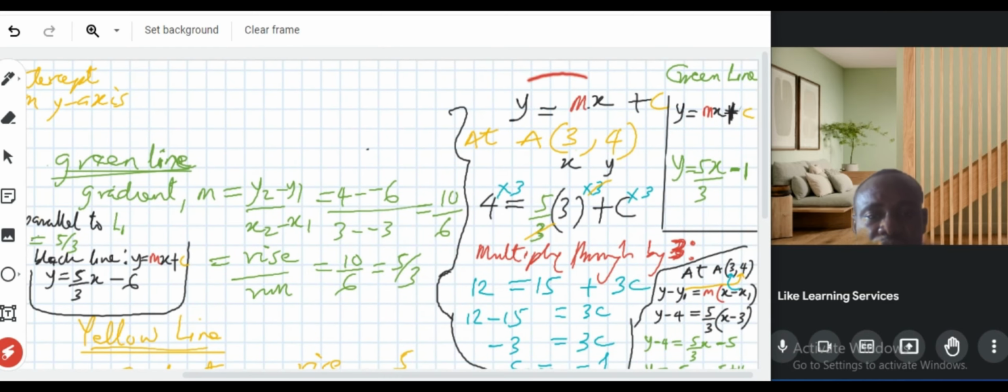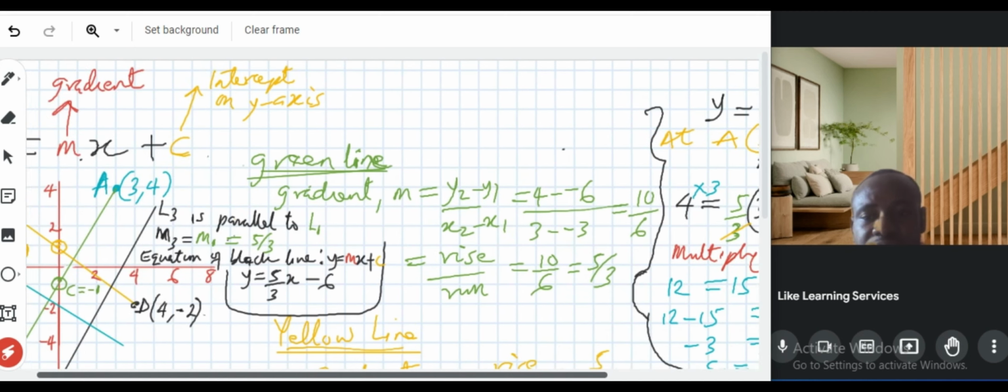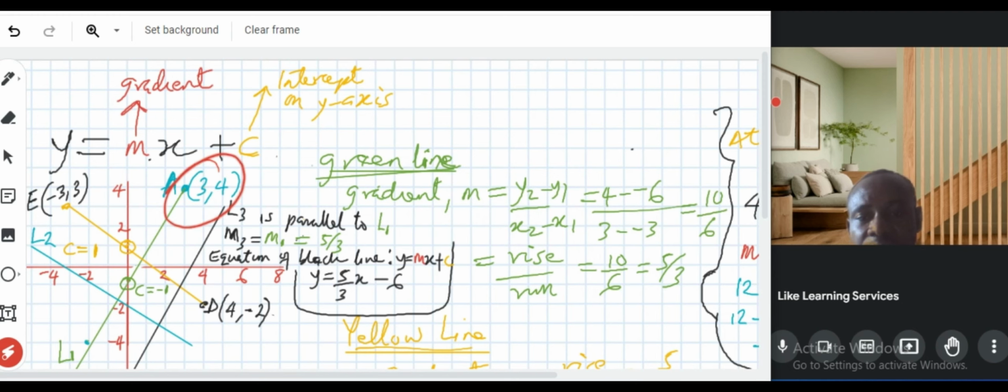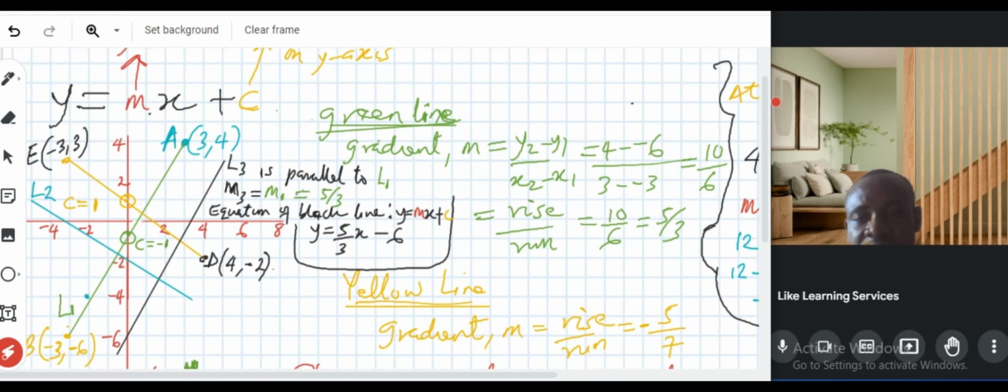We still write the equation of the straight line y equal to mx plus c, and pick any coordinate. For instance, we can use coordinate A, and we are looking at the intercept of the green line. We might want to use coordinate B. If you use coordinate B, you will get the same answer. If you use coordinate A, so long as it is on that line, you will get the same answer.